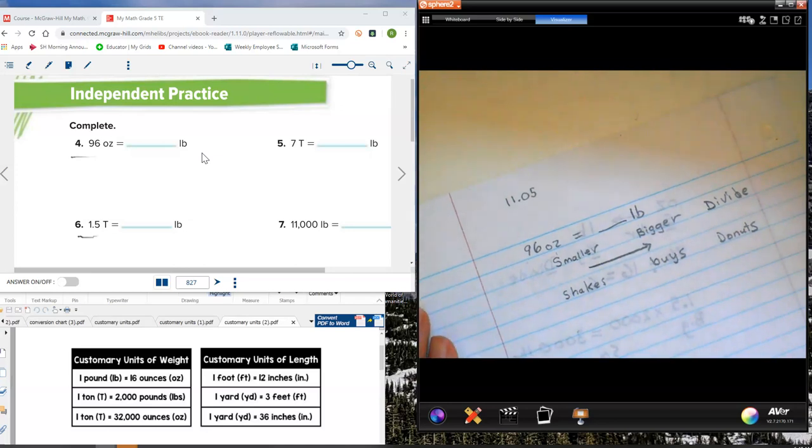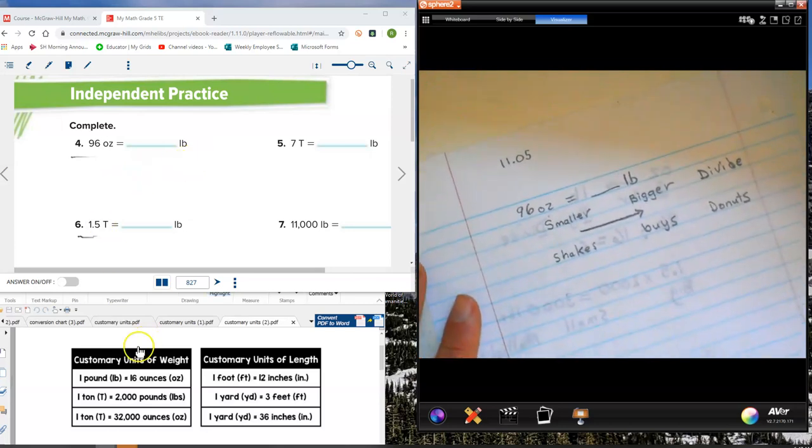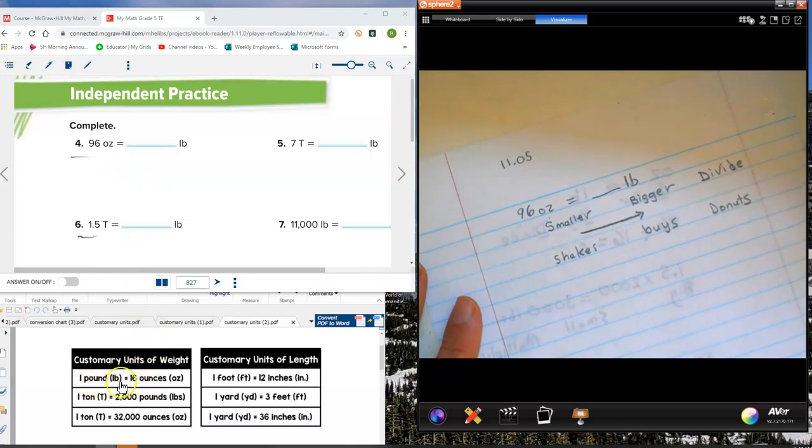And what actually am I going to be dividing here? I'm going to look down at my bottom here with my customary units of weight. I first need to know how many ounces are in 1 pound. And as I look here at the bottom, I notice it says 1 pound equals 16 ounces. So what I'll do is I'll take my 96 ounces and I'll divide it by the number of ounces in 1 pound, which is 16.